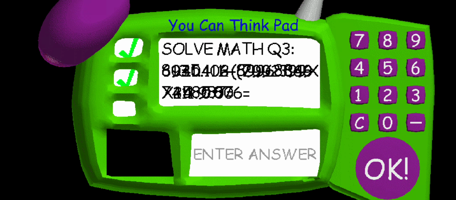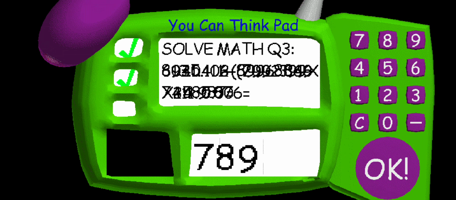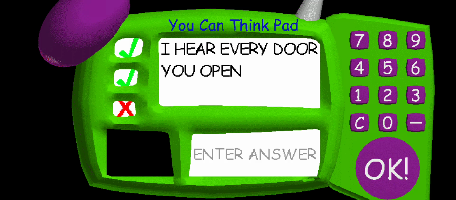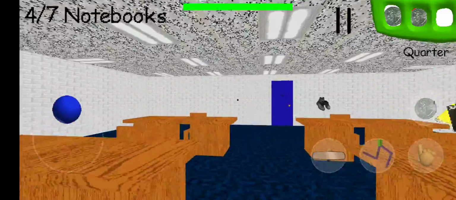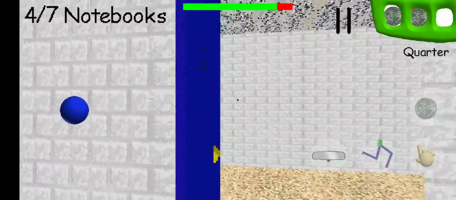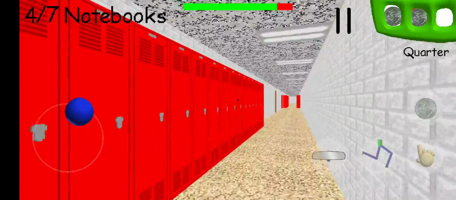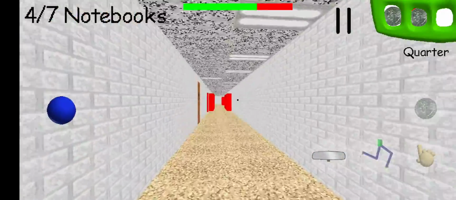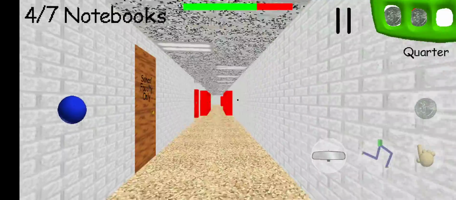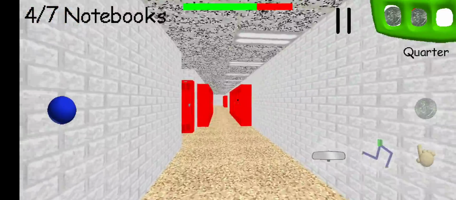I'm gonna put 7, 8, 9. I'm gonna move this thing over here. 4, 5, 6, 1, 2, 3, 0, 7. What does this guy think I'm doing? Okay, I can't tell where he's going from. Oh, he's coming from that way. Okay, we need to know where the principal is.